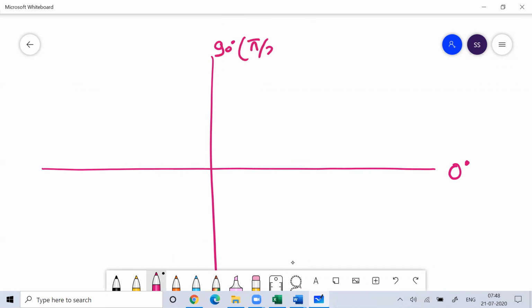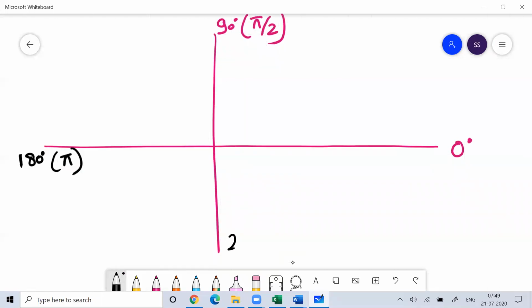90 degree you can represent as pi by 2. This angle we call 180 degree, or you can call it pi. And this angle is 270 degree, or 3 pi by 2. So there is always a difference of 90 degree.